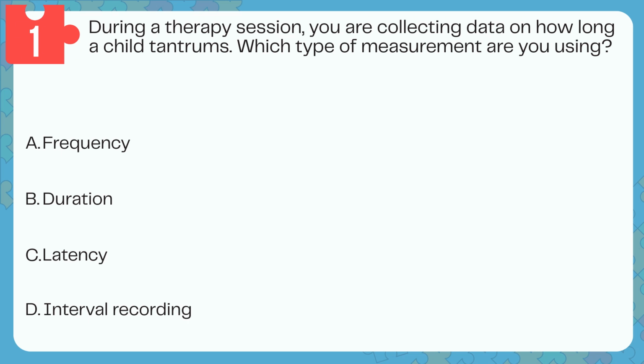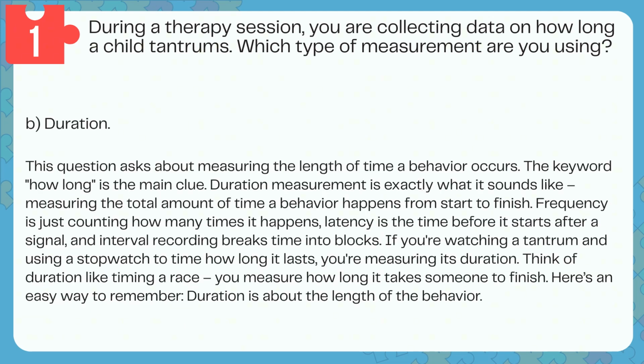Question 1. During a therapy session, you are collecting data on how long a child tantrums. Which type of measurement are you using? A. Frequency. B. Duration. C. Latency. D. Interval recording. Answer: B. Duration. This question asks about measuring the length of time a behavior occurs.